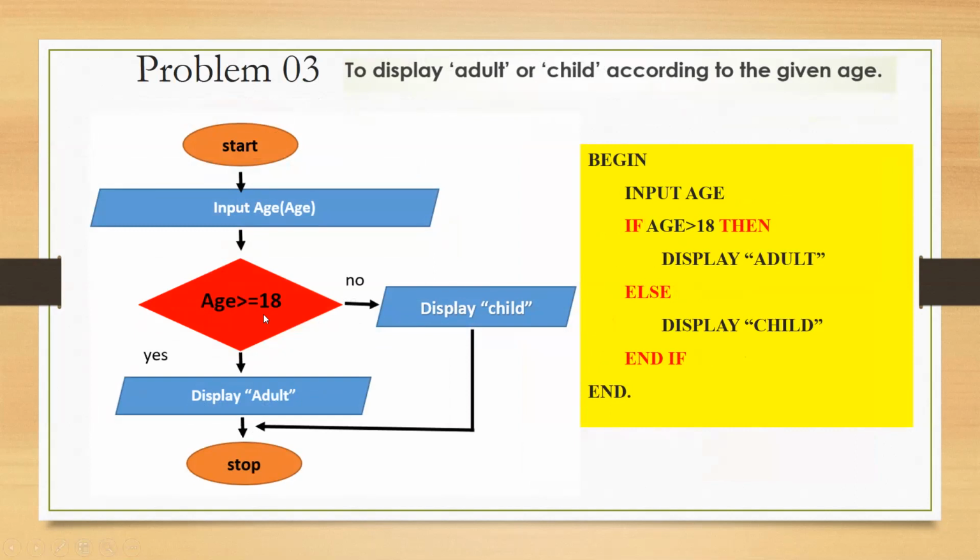Right, so this is the question to check the age. If age is greater than or equal to 18, then display adult, otherwise display child.